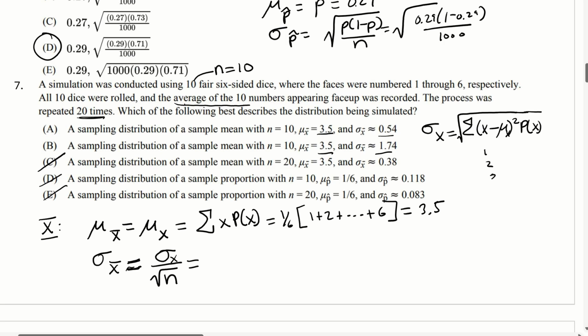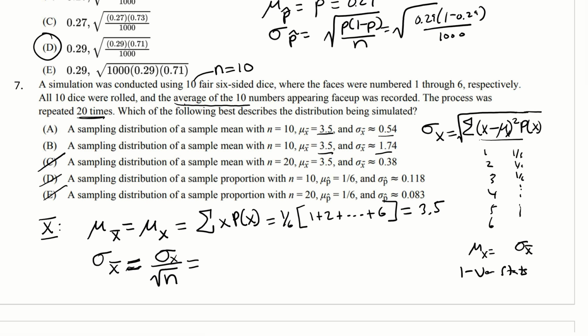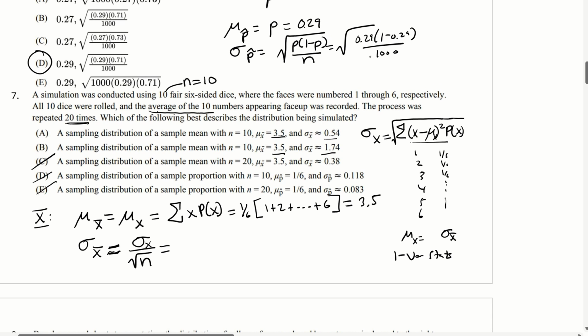So on the calculator, you're going to type in 1 through 6, right? And then you're going to type in the probability: 1/6, 1/6, 1/6. And then you can get the mu and the standard deviation using 1-Var Stats, okay? So we can show you that in a second, just to make sure you know how to do this. But you just calculate this formula, and I'll show you the first few calculations.